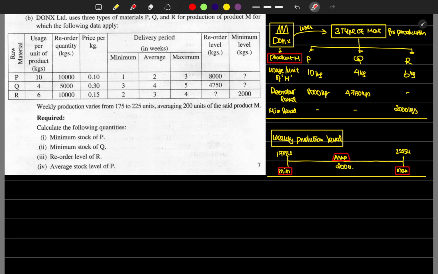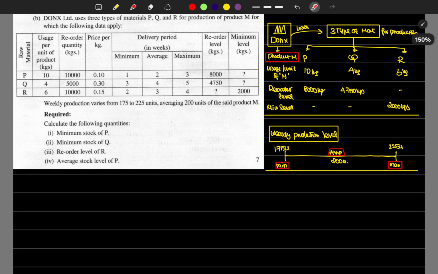Today we are going to solve one problem from material costing from cost accounting, and this problem is from the December 2024 cost accounting paper. Let's quickly solve this problem on stock levels. Dongs Limited uses three types of materials for production of product M. What are all the materials they are using? P, Q, and R.